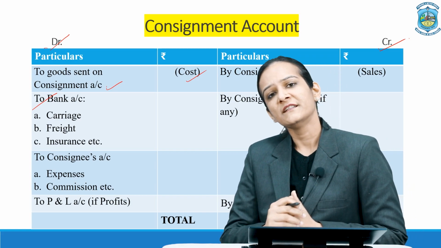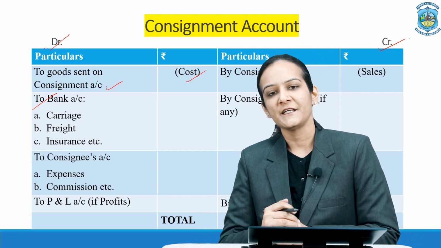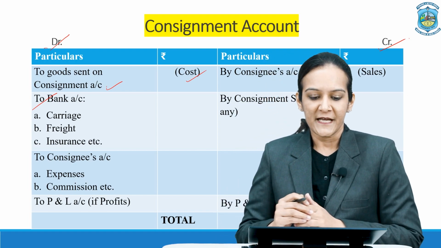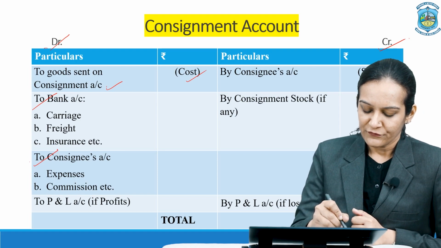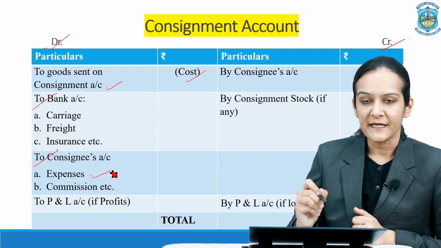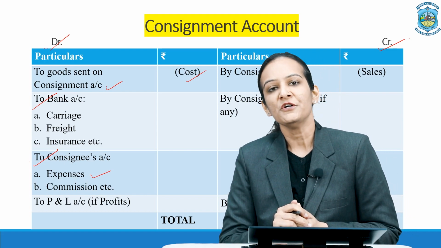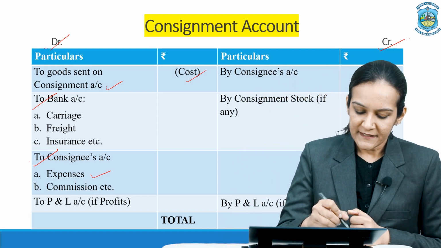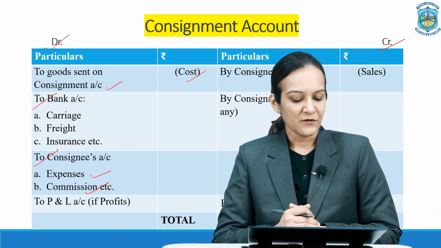Then when the consignee takes the responsibility to pay the expenses and charges commission, the entry was consignment account debit to consignee's account. Therefore, you will record here the amount of different expenses incurred by the consignee for handling the goods, and even the commission charged by the consignee for selling out the goods.